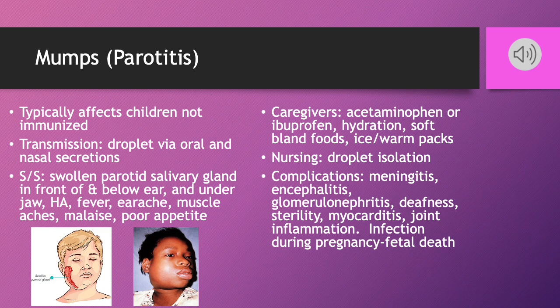Some nursing implications include droplet precautions if they're hospitalized or in an inpatient setting. Some complications include meningitis, encephalitis, glomerulonephritis, sterility, myocarditis, and joint inflammation. If someone has this infection during pregnancy, a common complication is fetal death.